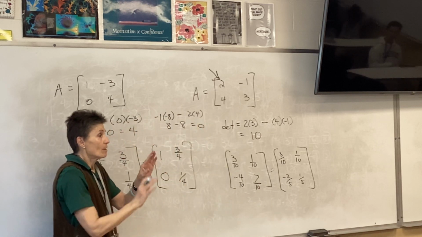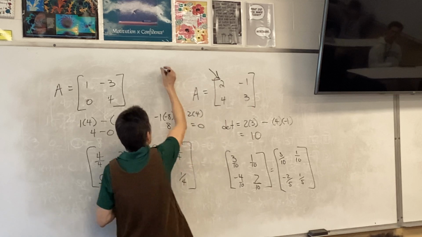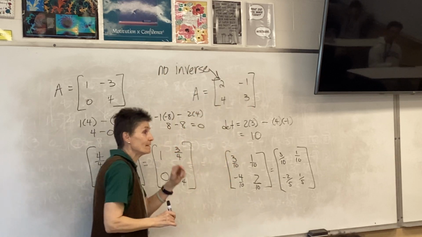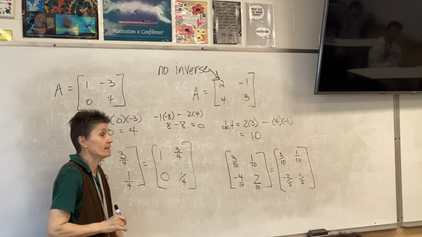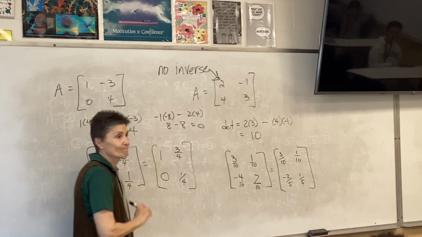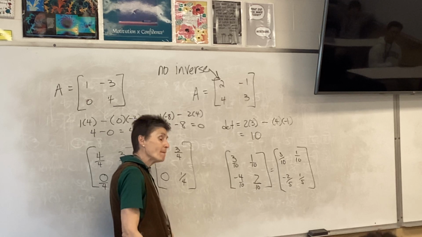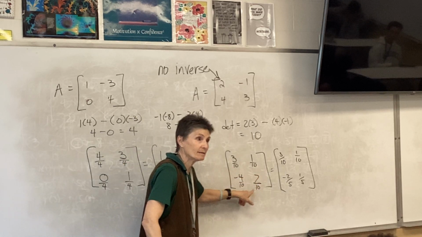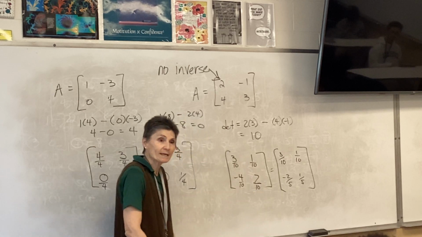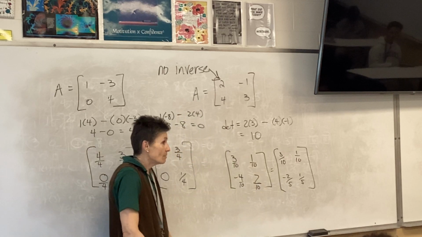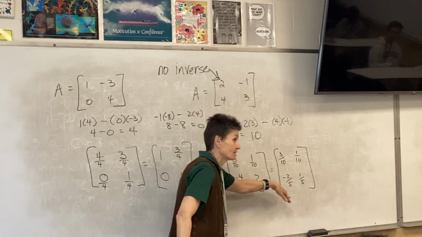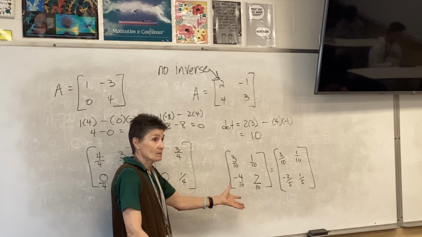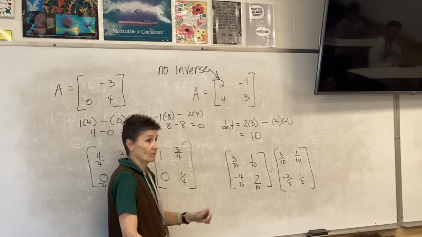Now, that means there is no inverse. Can somebody tell me why it means there's no inverse? Eli? All the numbers over 0. Exactly. So remember, what do you do with your determinant? Don't you divide everything by it? So if that determinant comes out to be 0, then you're not going to be able to do this. Would you agree? Because you can't divide by 0. So guess what? No inverse.